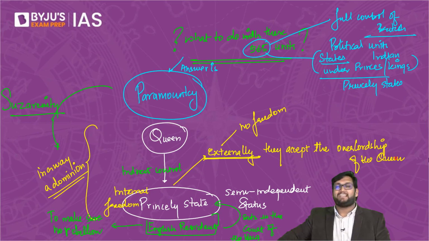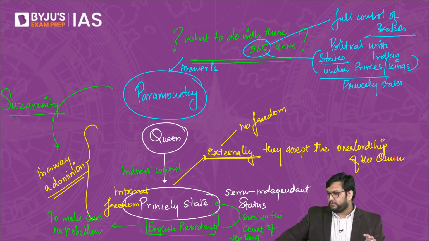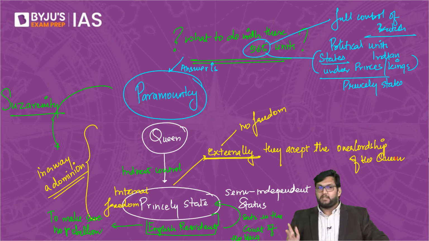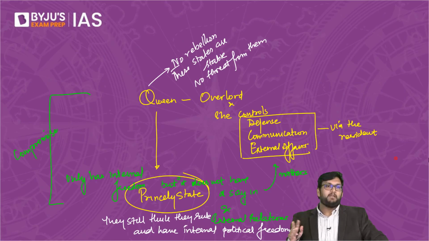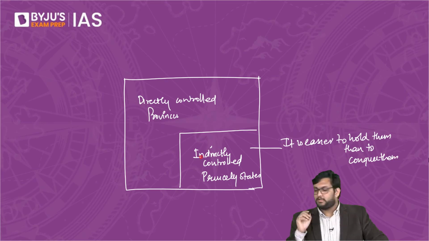Suzerainty and paramountcy are the same thing. Suzerainty is the larger concept. Paramountcy is an example of suzerainty. So, if you understand dominion status, think of them as dominions. Can we agree to this much? That what India basically is two different parts: directly controlled provinces and indirectly controlled princely states.